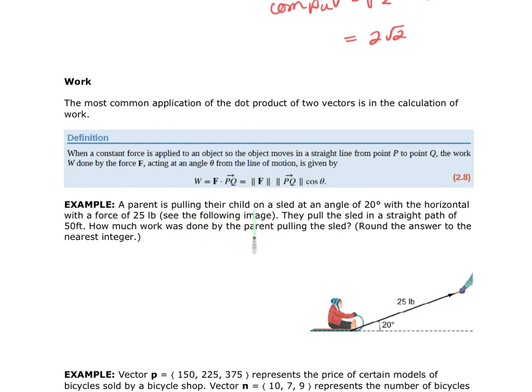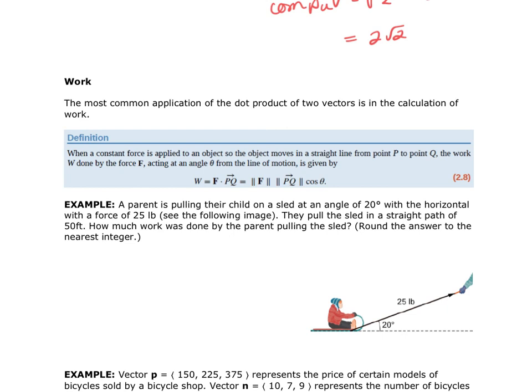A parent is pulling their child on a sled with an angle of 20 degrees with the horizon, with a force of 25 pounds. Now, pounds tells me here that it is already the force, and I don't have to worry about multiplying by gravity because it's in pounds. Not a mass, this is in pounds. They pull the sled in a straight path of 50 feet. How much work was done by the parent pulling the sled?